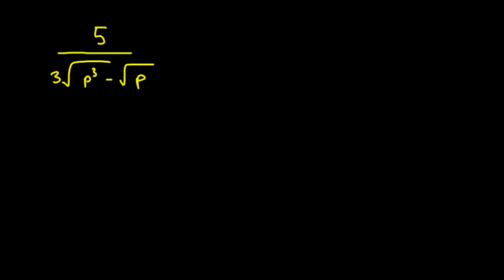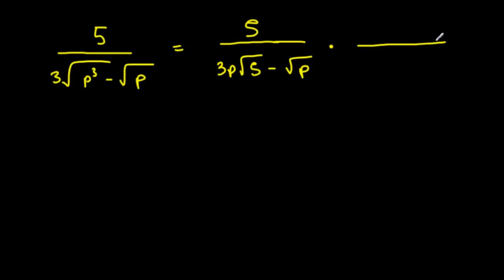Alright, next example. I'm going to try this one a little differently. Of course, 5 over 3 times the square root of p cubed minus the square root of p. Simplify where I can. So I can simplify p cubed, take out a p, so this would be 3p radical p minus radical p. Multiply by its conjugate, which will be 3p radical p plus radical p, both numerator and denominator. Radical p, sorry.